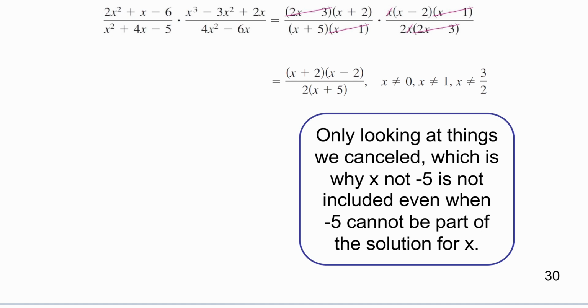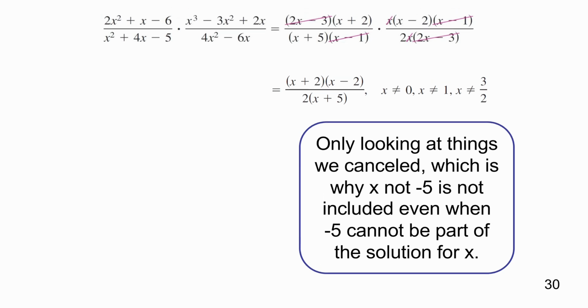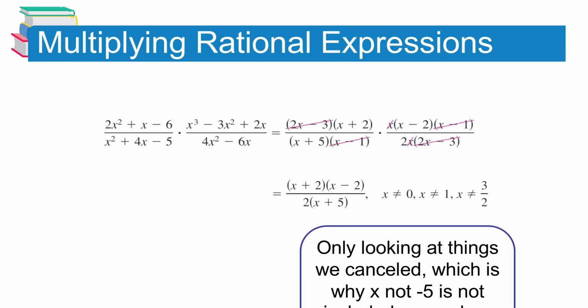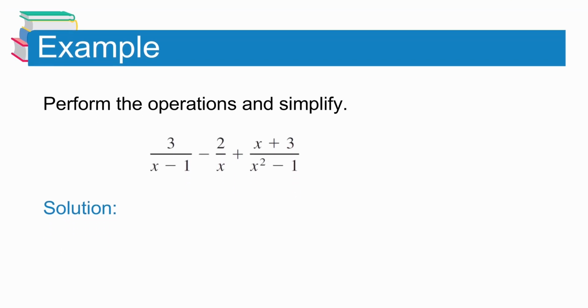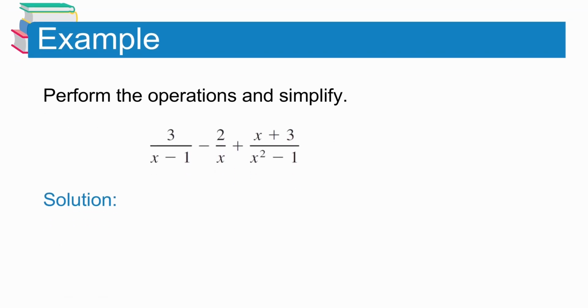When it asks you for all of this stuff, it's asking only for the stuff that you actually canceled out and not for the stuff that we know is not in the domain, unless it explicitly says what is the domain, and then we would say it's all reals except not negative 5, not 0, not 1, not 3 halves. So if it explicitly asks for the domain, you include it, but if it's only asking you to simplify, then you give the simplified expression and the stuff that you canceled out. Hopefully that's clear. Let me know if you have questions on that, and we can talk more about that.